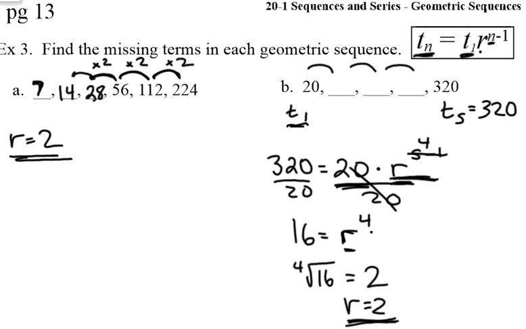So now I can fill in the missing terms. Because 20 times 2 is 40. Times 2 is 80. Times 2 is 160. Times 2 gets me what we need, and that puts a smile on my face. So using the formula, but having to do some algebra to make it work.